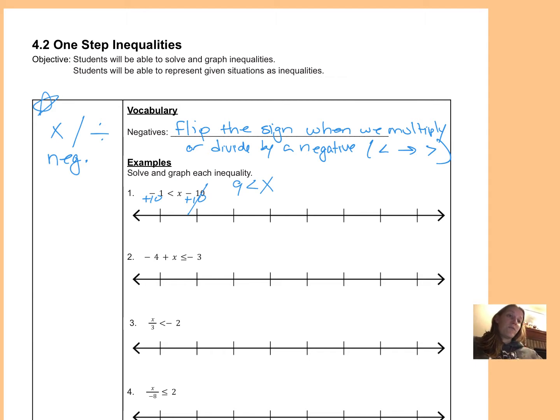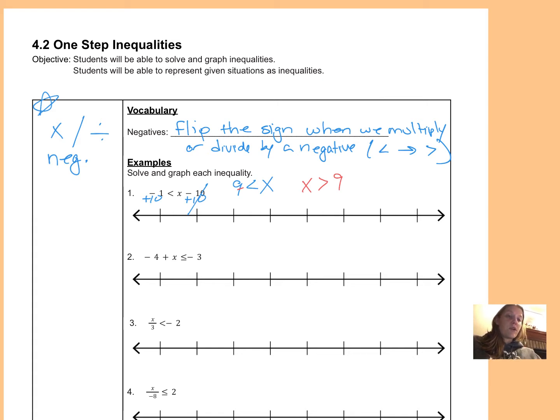Now, I don't really like seeing the x on the right-hand side. It doesn't make a difference, but if you want to rewrite that, you can. So I can put the x on the left. Notice that the big side is facing the x. So I want the big side to still face the x. The point is going towards a 9, so I want the point going towards a 9. As long as that still matches up, then these are going to be equivalent. So x is greater than 9.